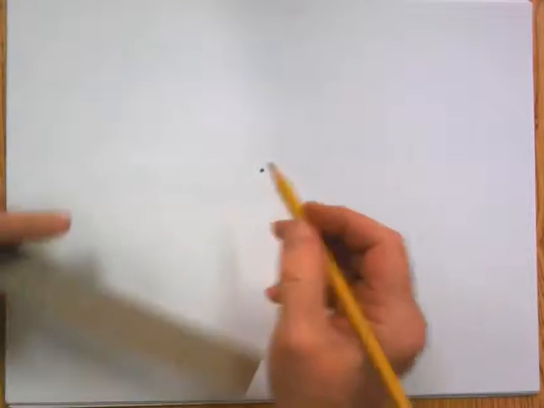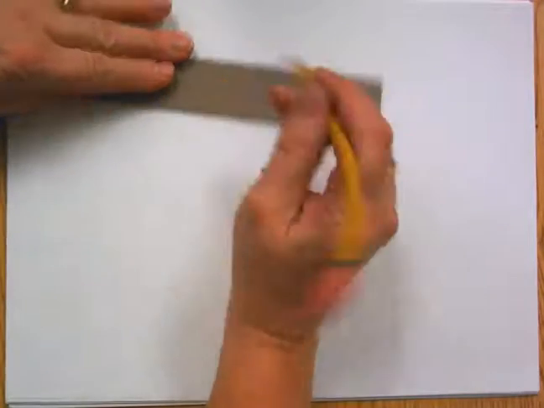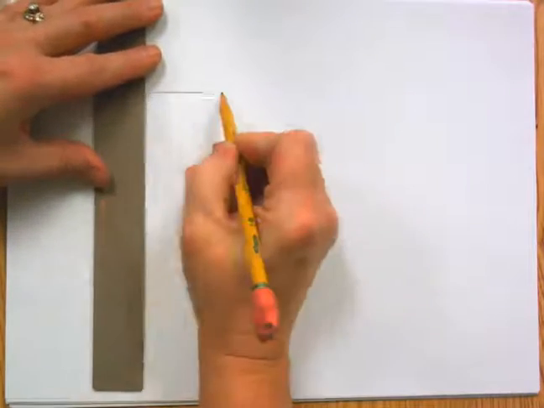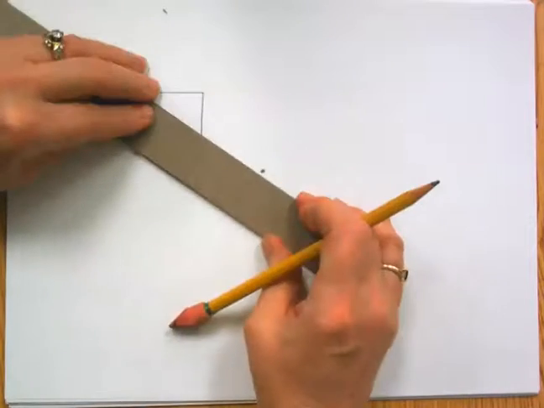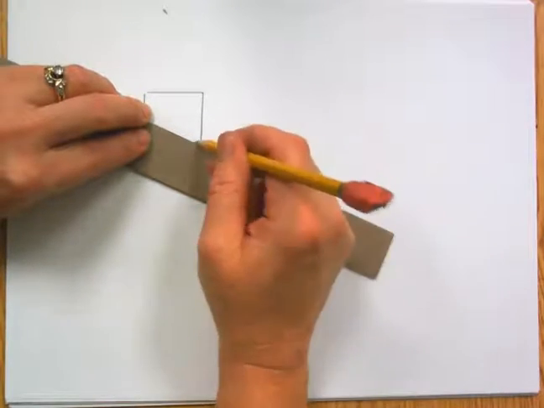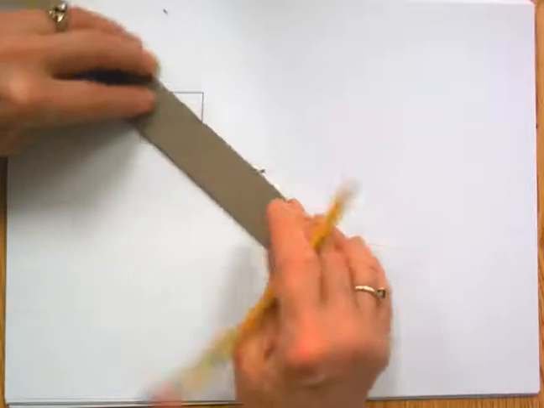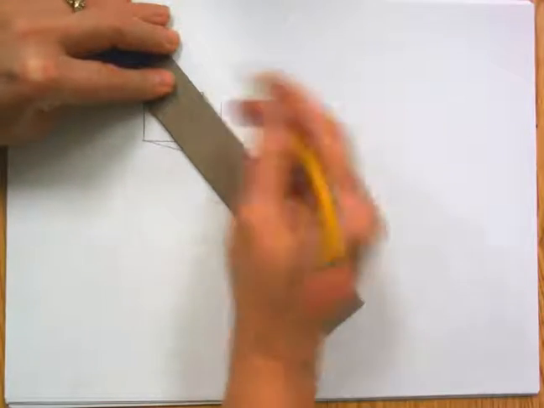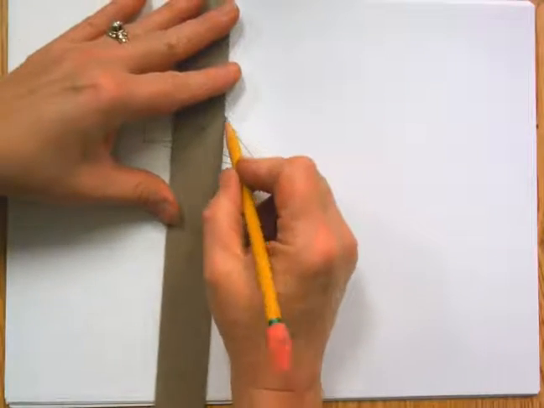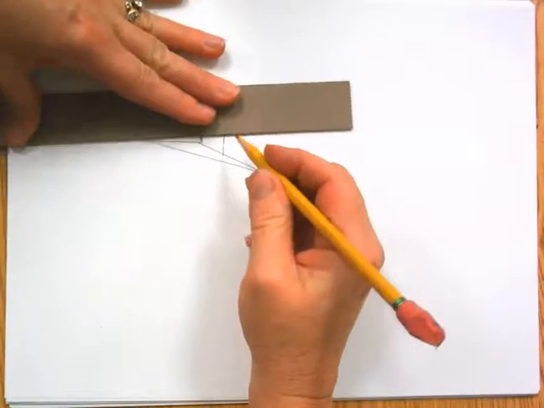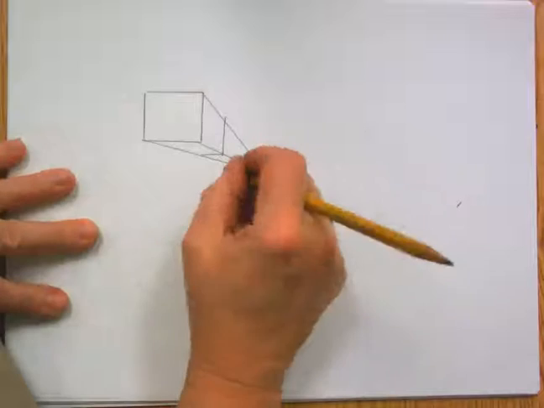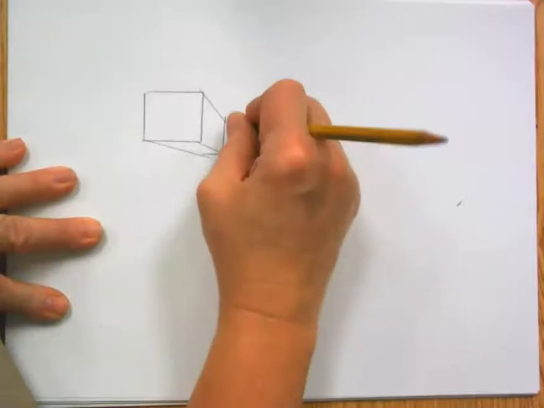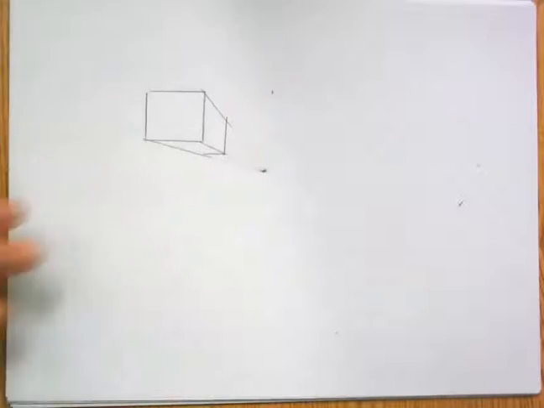So you've got your vanishing point in the middle, and you know how to draw a cube in 1 point perspective. You start with a square or rectangle, okay? And then going back to your vanishing point, you draw your receding lines. And then you draw the sides and the bottom of your shape, okay? So there is a three-dimensional cube drawn in 1 point perspective.